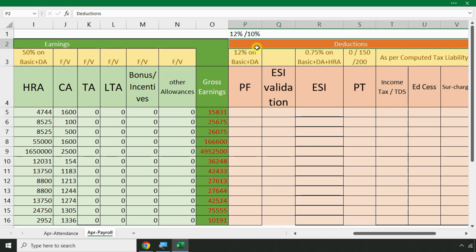Two slabs: 10% and 12% PF. But there is one rule: once covered, always covered. Which means, let's say last year I had 30 employees, so I became a member with the EPF organization as an employer, company owner. Next year, if I have only 5 employees, I cannot opt out. Once you opt in, the membership continues for life.